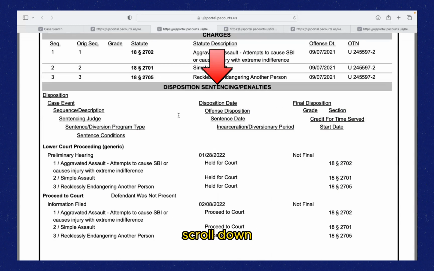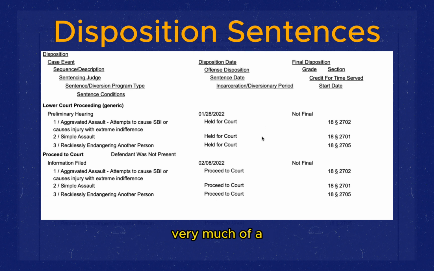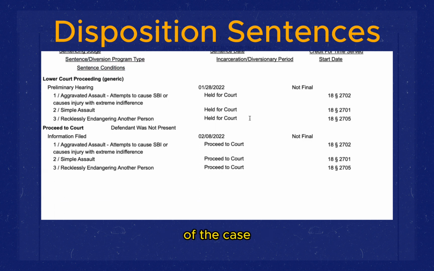So now we're going to scroll down to disposition, sentence, and penalties. This one is always very much a mess to try and read through because of the way they have it laid out. But generally, you can see where they list the history of the case. They say the prelim, everything was held for court. They moved on to the next stage. Everything proceeded to court. That's just a lot of what they're going to say.